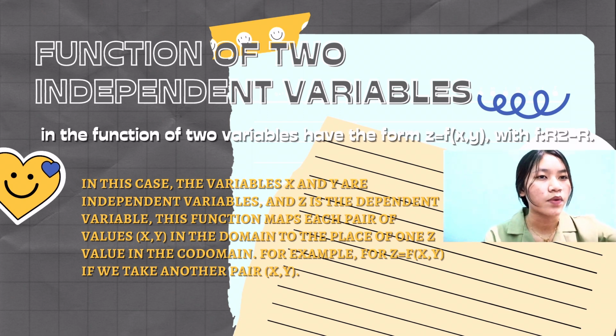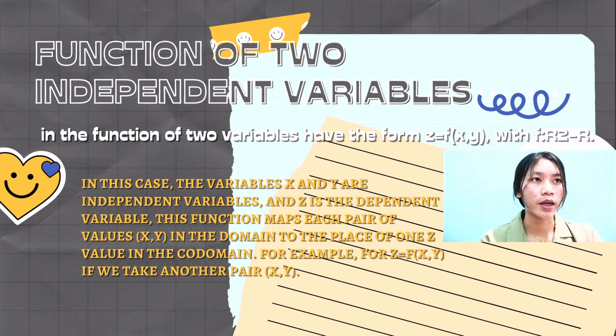Okay, what is a function of two independent variables? The function of two independent variables, or simply called the function of two variables, is the extension of the concept of a one-variable function that has been studied in the previous modules. A function of one variable has the form y = f(x), with f: R → R, namely the mapping from R to R.